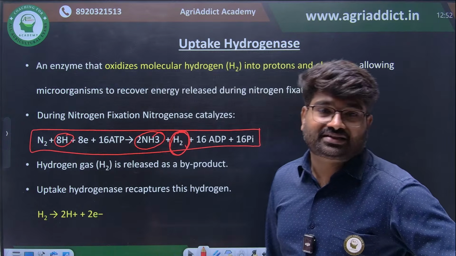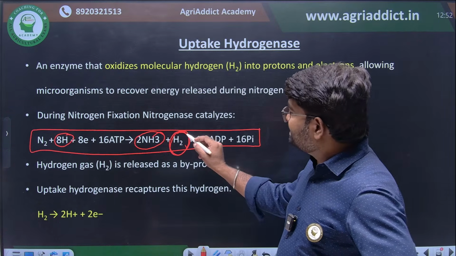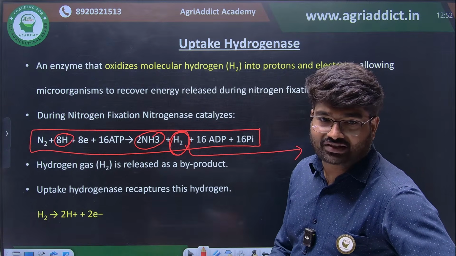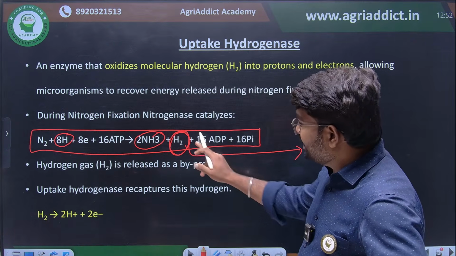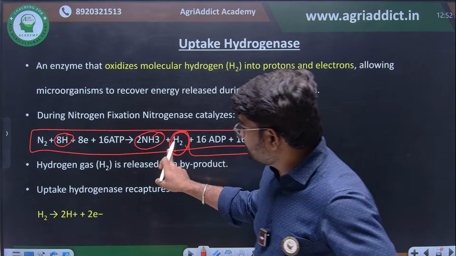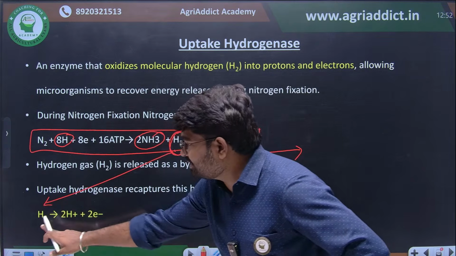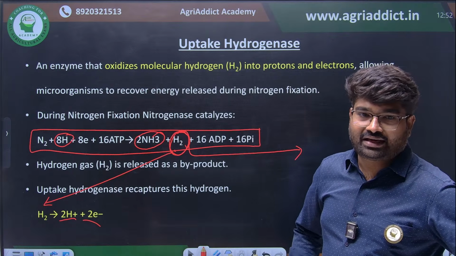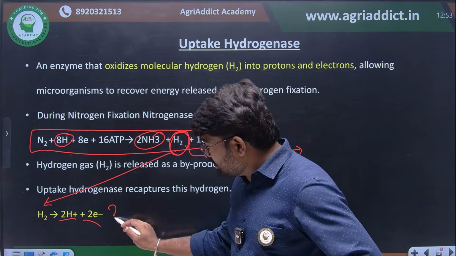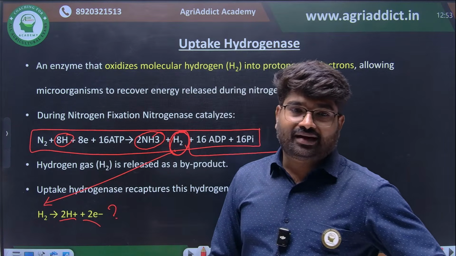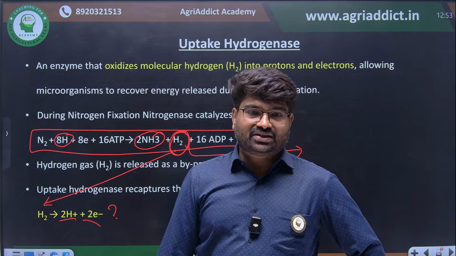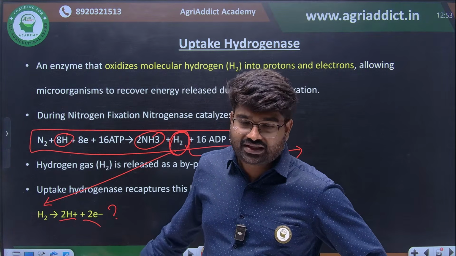In some of the strains, there is an enzyme known as uptake hydrogenase. What it will do is convert this hydrogen into 2 molecules of H+ and 2 molecules of electrons. How will the conversion of this H+ and electron improve the efficiency of nitrogen fixation? That we are going to see. This is the last topic.